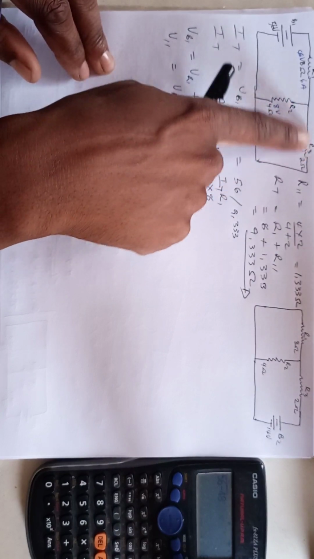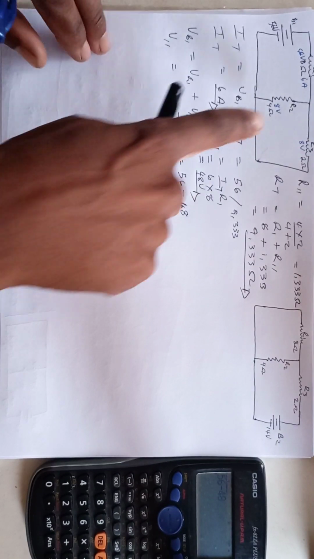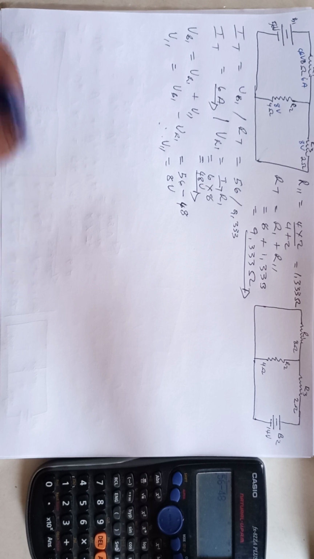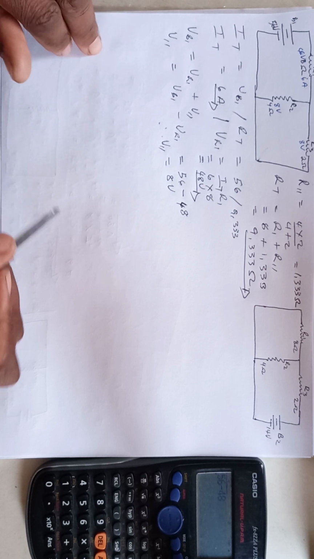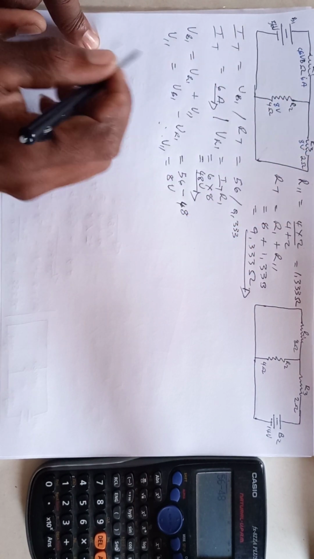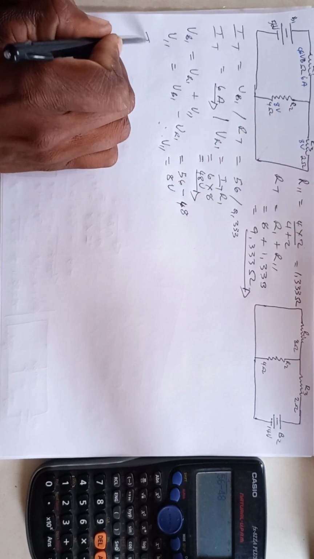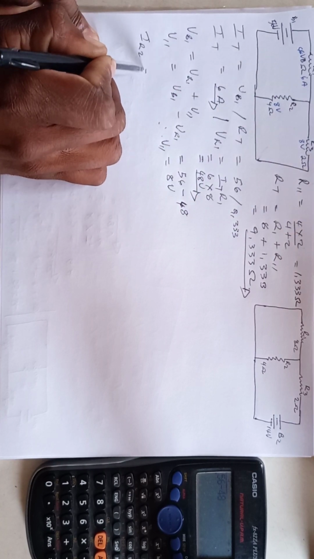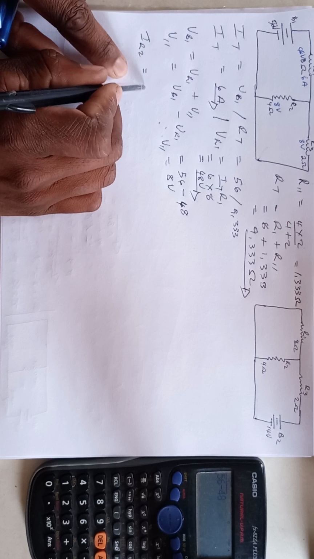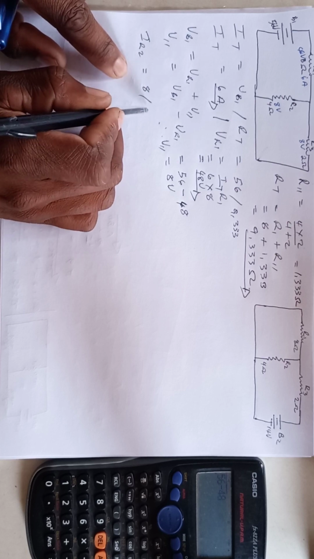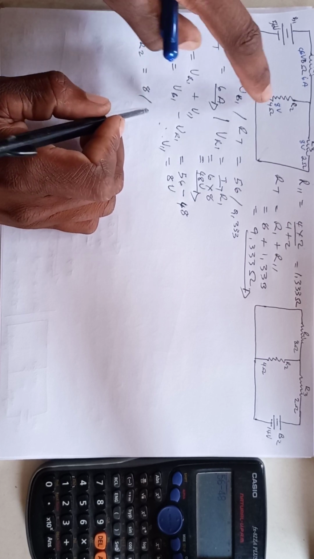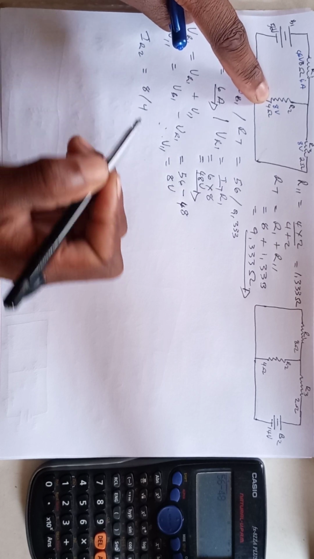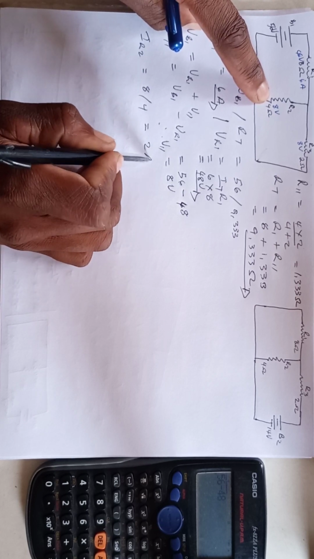The only thing that is left for us to calculate is the current here and there. Now that we know the voltage drop across these resistors, we can calculate the current across R2, and it will be 8 divided by what is the resistance, which is 4, and this tends to be 2 amperes.